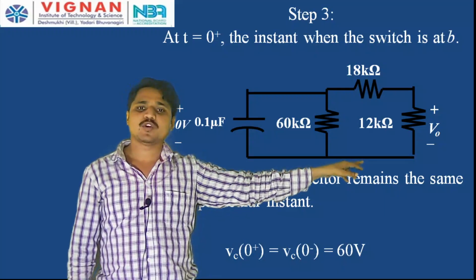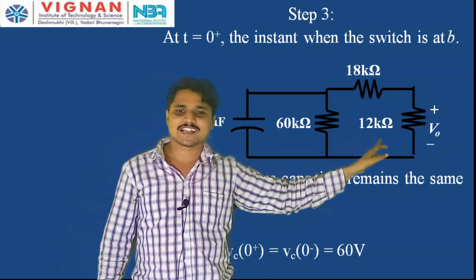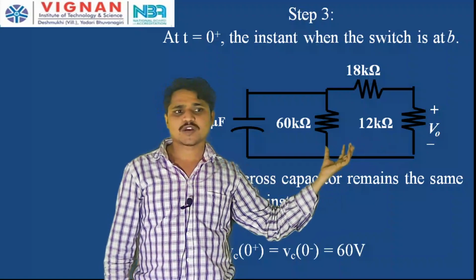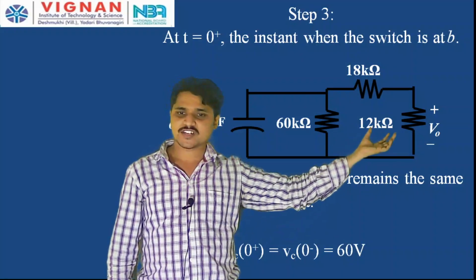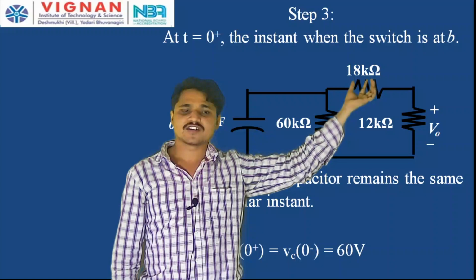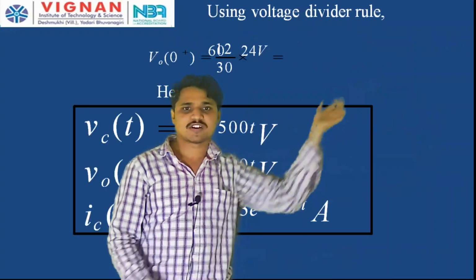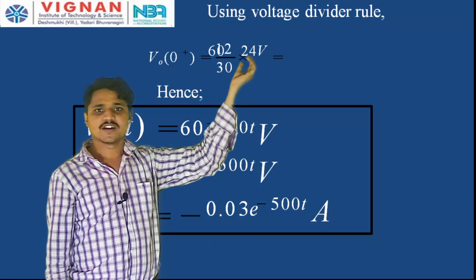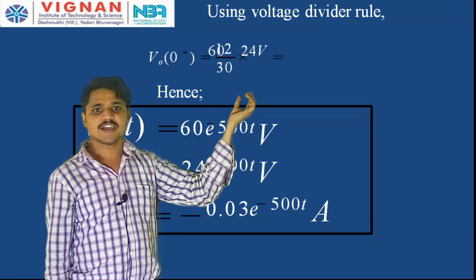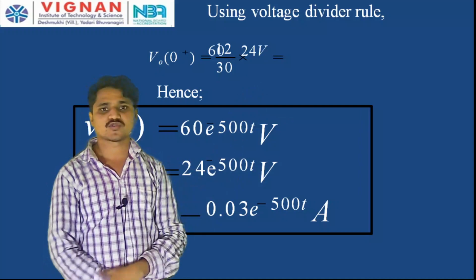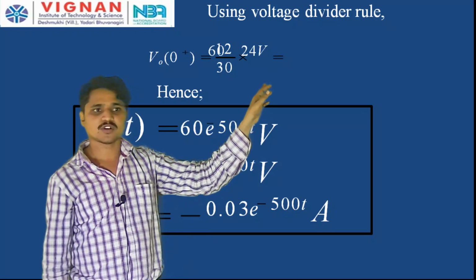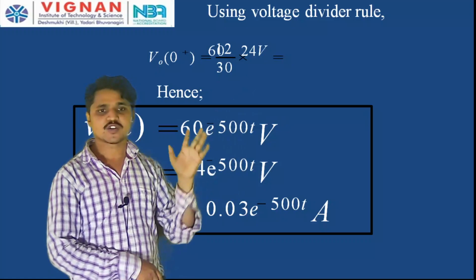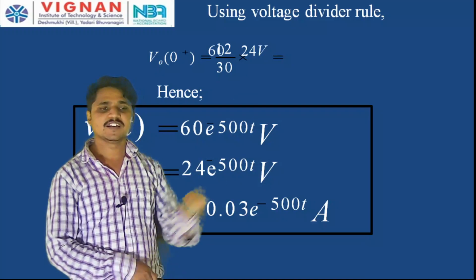So again I am using the voltage division principle to find out the voltage across this 12 kilo ohm resistor, V naught. Okay. So what is the total voltage? 60 volts into that resistance 12 kilo ohm by 12 plus 18 kilo ohm total resistance. So this is using the voltage division principle. So 60 into 12 by 12 plus 18, that is 30, that is equal to 24 volts. Okay, small error here, 24 volts.